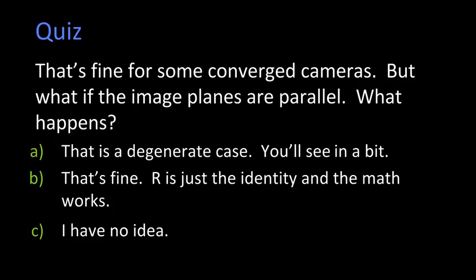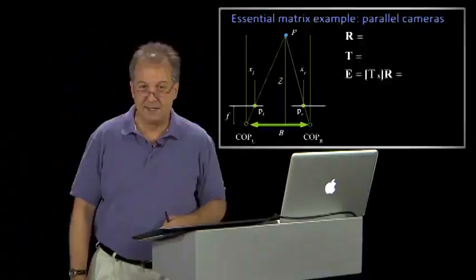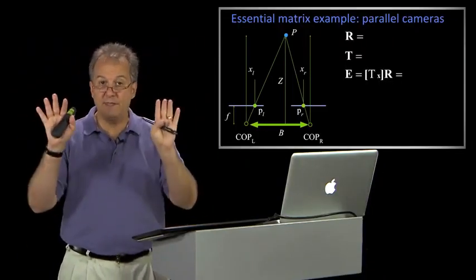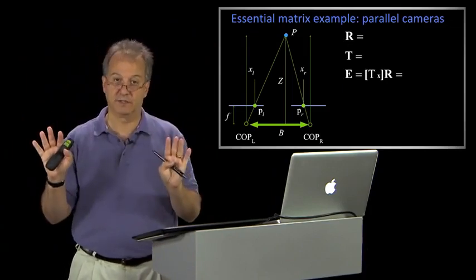That's usually a bad answer to put on a final. So C is not the answer. The answer is that the rotation matrix is just the identity. So let's work through this a little bit. Let's do the essential matrix computation for the example of parallel cameras.